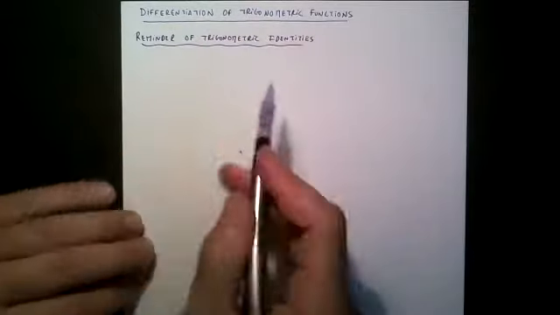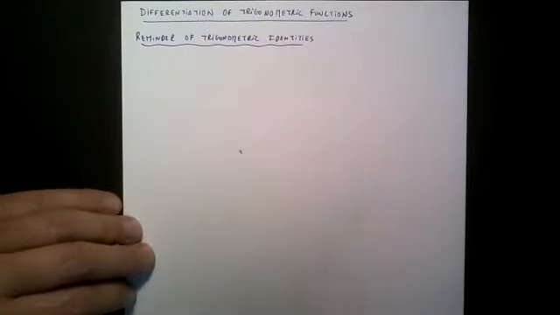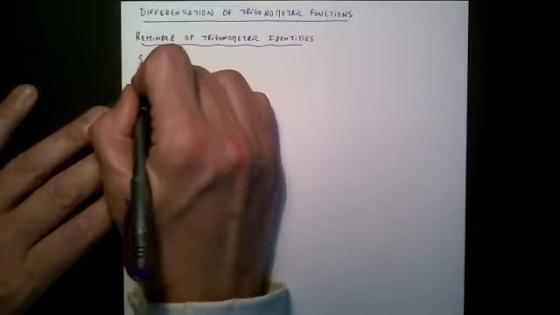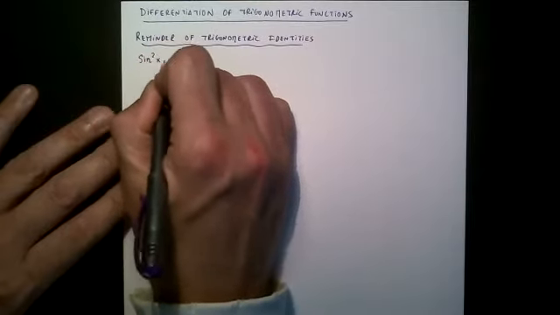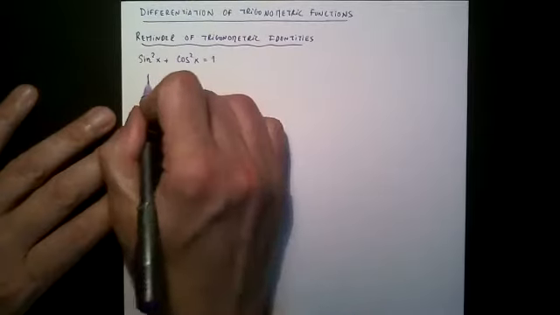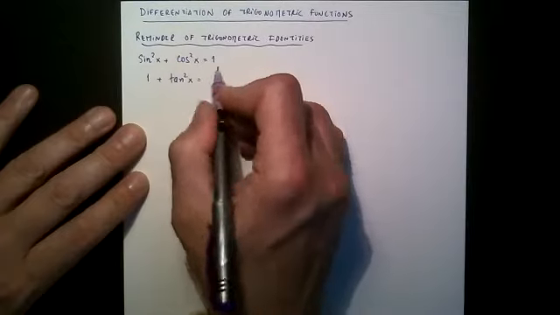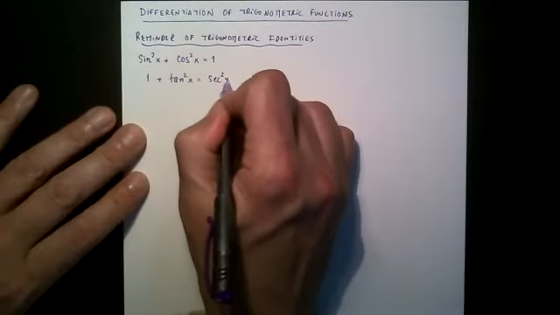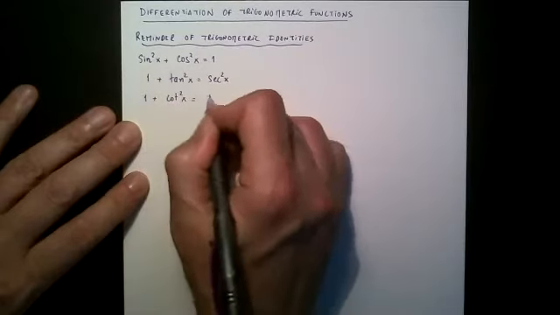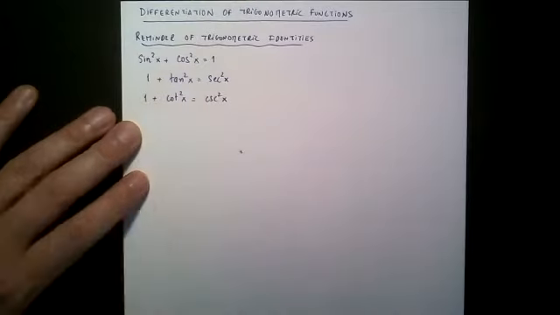It's always repetition, repetition, repetition. Eventually, it's going to register. Sine squared x plus cos squared x, we know it's 1. 1 plus tangent squared x equals secant squared x. 1 plus cotangent squared x is equal to cosecant squared x. This we know.